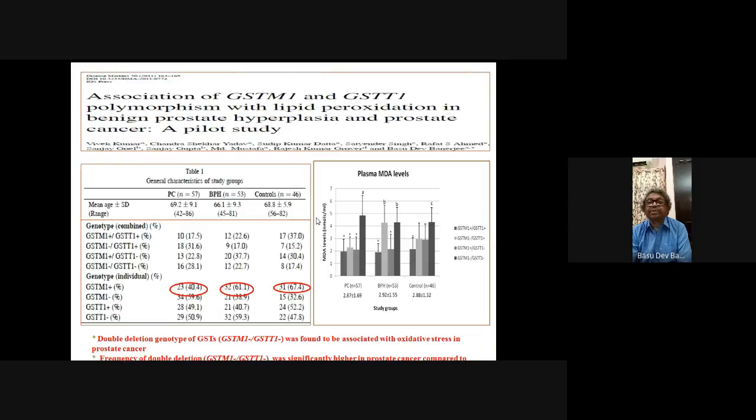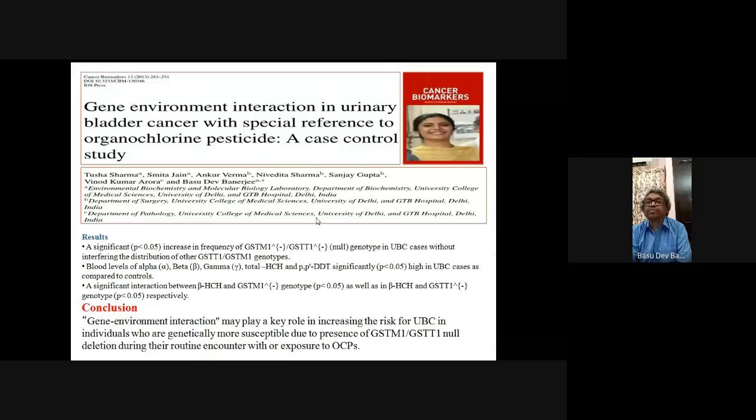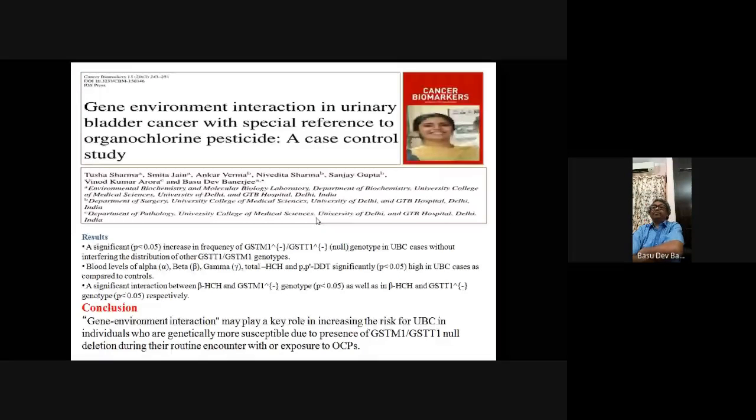Ultimately, recently, over more than 2 years, we were able to give one biomarker for bladder cancer, with the presence of GST1 genes in a given population. We proved that in a case control study, taking the organochlorine compounds.